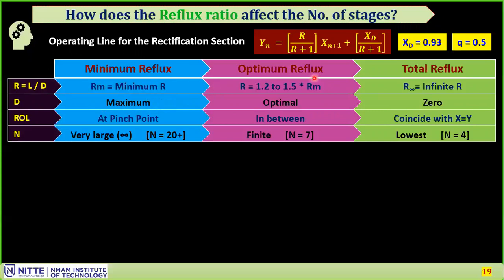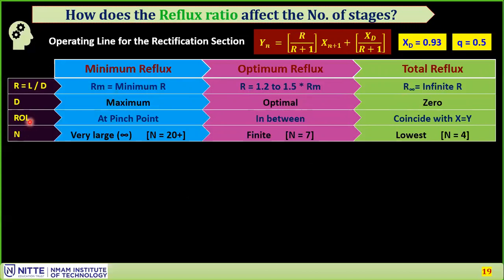So the optimal reflux ratio is 1.2 to 1.5 times the minimum, a little above this, neither minimum nor maximum. We operate in between. That's called the optimal reflux ratio. There are certain issues associated with this as well as this. We'll see it at the end. Optimal ratio, we are going to use it.